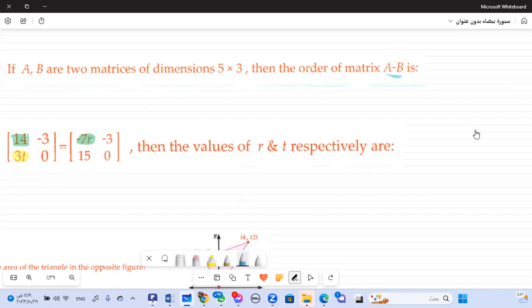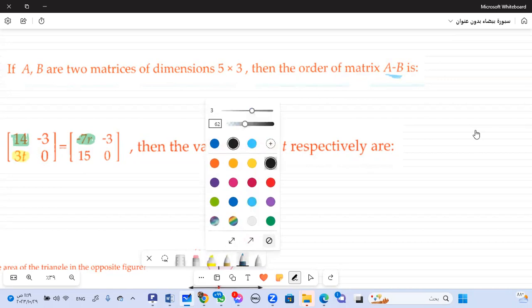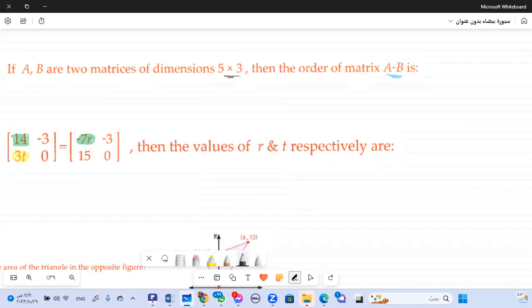We agreed there are important notes we must know: the dimension of the matrices, whether we add or subtract, must be the same dimension. So if we have a matrix with dimension 5 by 3 and another matrix with dimension 5 by 3, if I want to add or subtract these matrices, the dimension should also be 5 by 3.